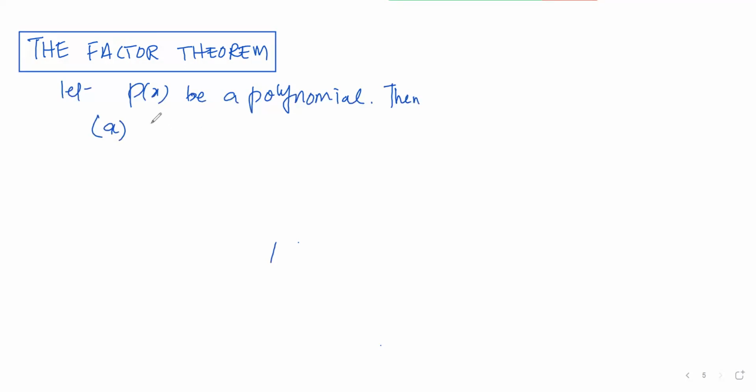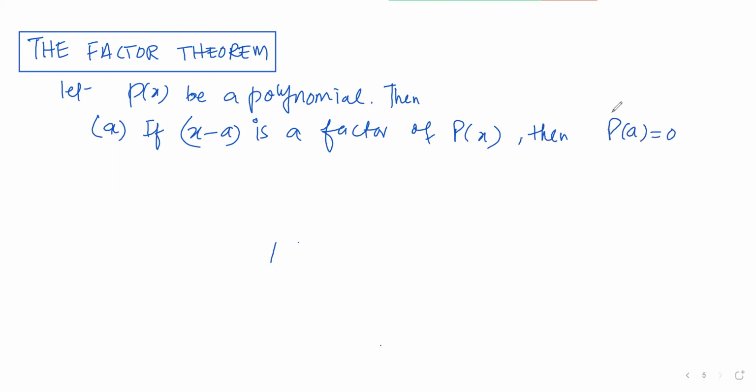The first statement is that if x minus a is a factor of p(x), then from the previous discussion the remainder must be 0, and the remainder means p(a) must be equal to 0. Next I'm writing the converse of this statement in the next line.